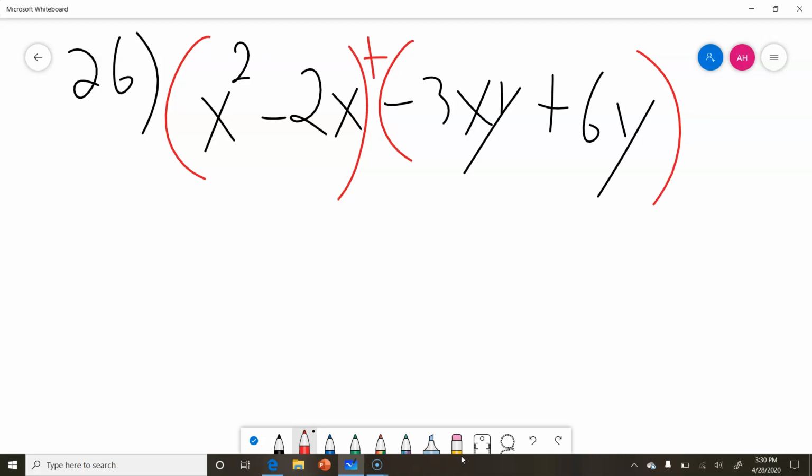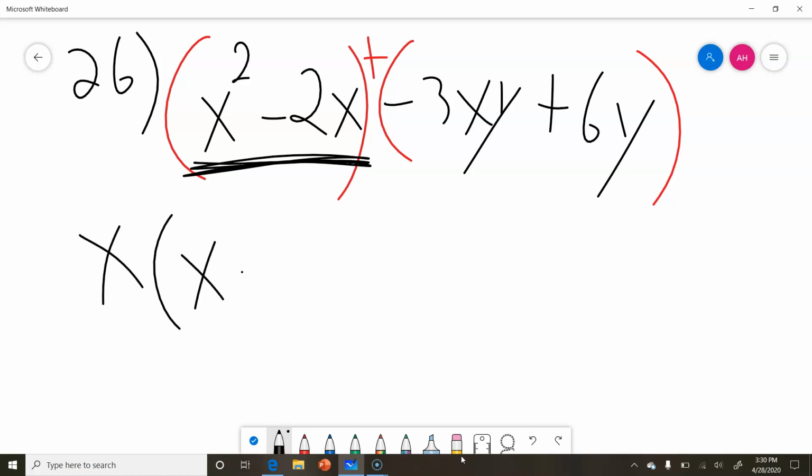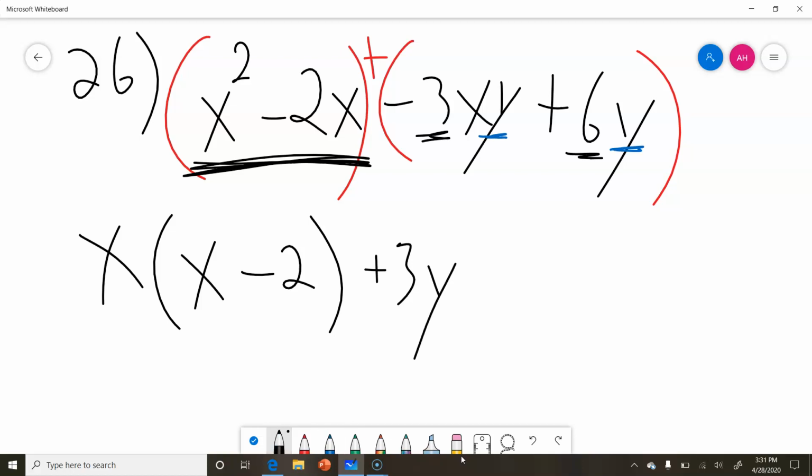So now I come over here and say, what can I pull out of that guy? Well, obviously they both have an x, so I just write x times x minus 2. That was not too bad. Now I come over here and say, okay, the 3 can come out of both, so I can pull out the negative 3 here. Then I come over here and say, what do they both have in common? They both have a y, so now I can pull the y out.